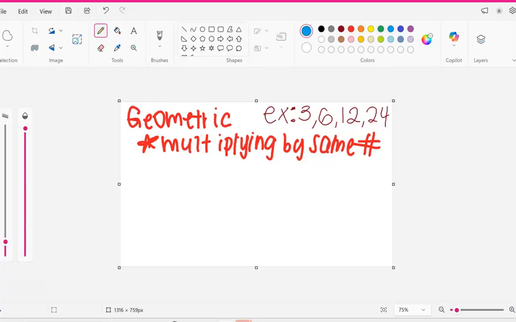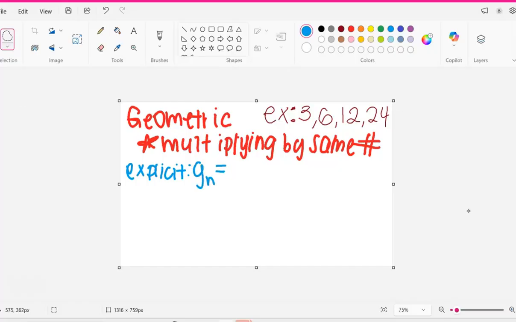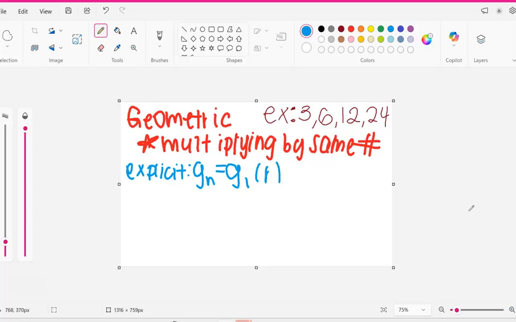So your two formulas are your explicit and your recursive. Explicit lets you find whatever term you want. So g of n equals g1, parentheses r, to the power of n minus 1. That's your explicit formula.